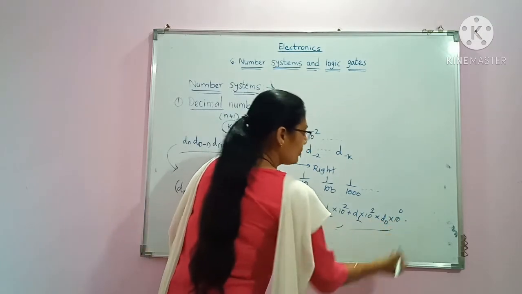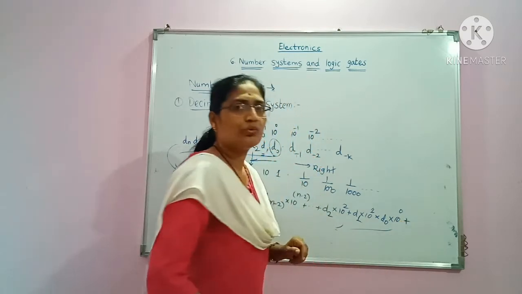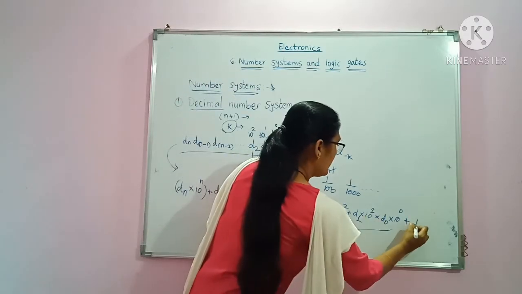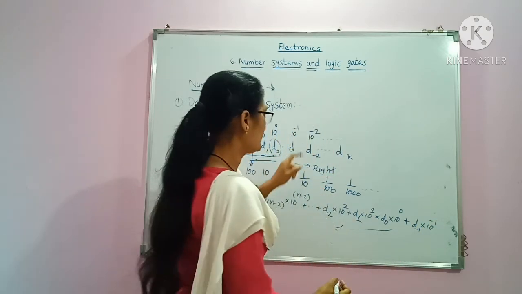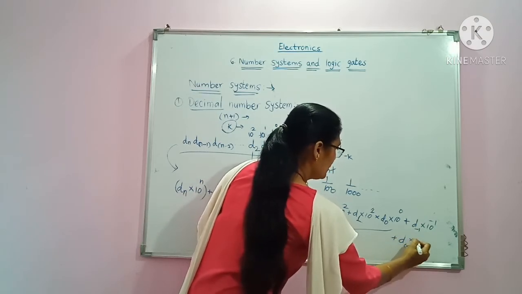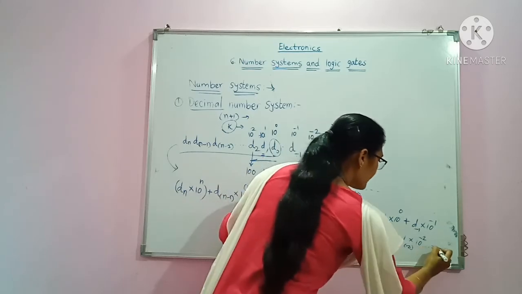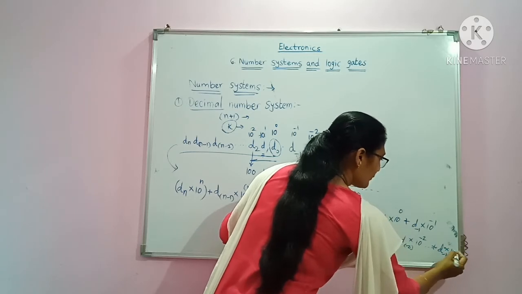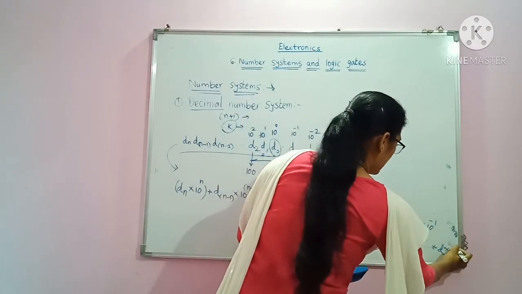Then after that I have to give a decimal point. Instead of the decimal point, in order to find its value, I have to give a plus sign. After that, d minus 1 into 10 raised to minus 1, and after that plus d minus 2 into 10 raised to minus 2. Like that I have to continue till d minus k into 10 raised to minus k.